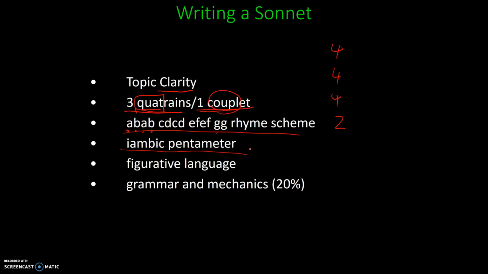Iambic pentameter is sort of a funny thing, but we'll go over that as well, and making sure that you have the right number of syllables in each line. So one way to think about iambic pentameter is to make sure that you have the right number of syllables in. Next, figurative language. We've talked a little bit about that at the beginning of the course, making sure that you use language that is vivid and descriptive of the topic that you are writing about.